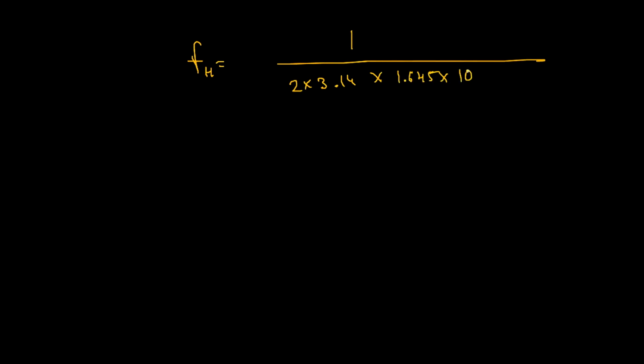So now I have both my capacitors. I just need to substitute it in FH, and I have 1 divided by 2 into 3.14 into 1.645 into 10 to the power 3 into 127.36 into 10 to the power minus 12. So finally I get my answer as Fh is equal to 760 kilohertz.